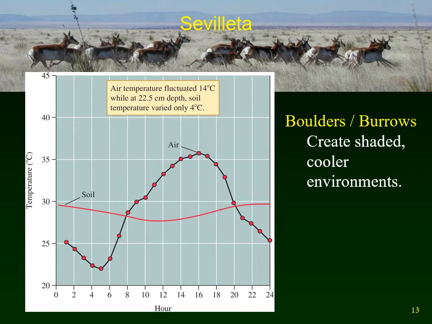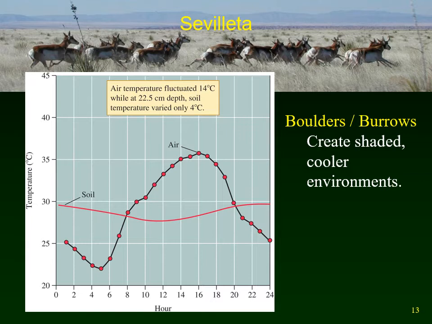Another example of something that's going to impact your temperature is whether you can get down into a shady burrow or whether you can hide under a boulder. Anything that's going to provide you a place underground or a place that's out of the sun is going to make a difference in your temperature.